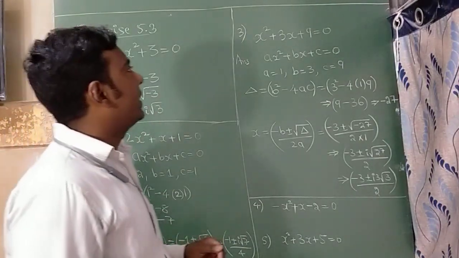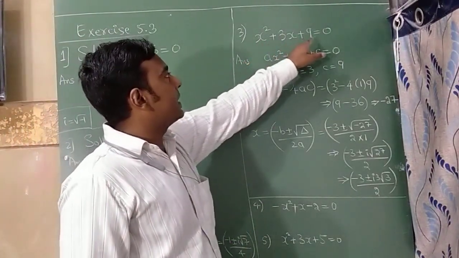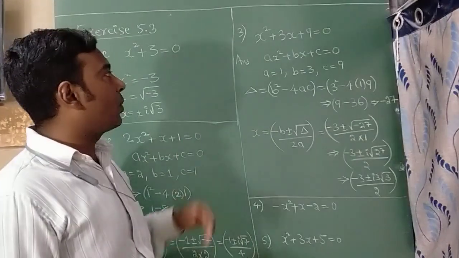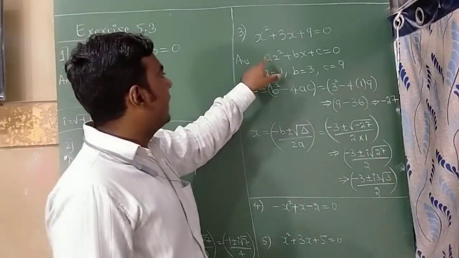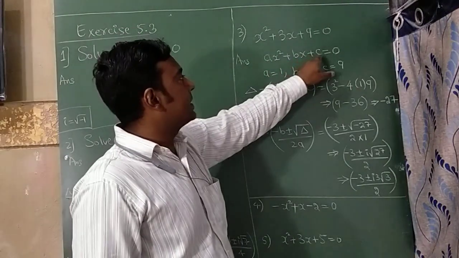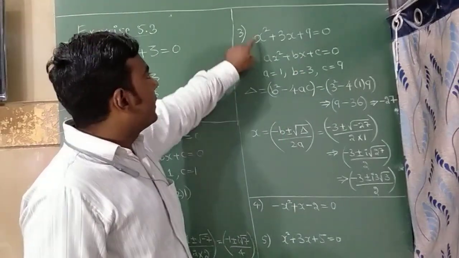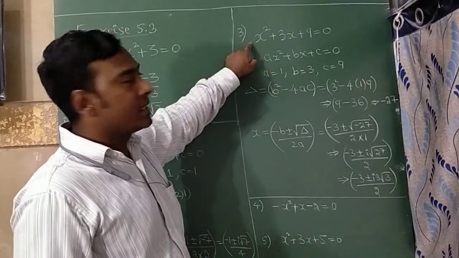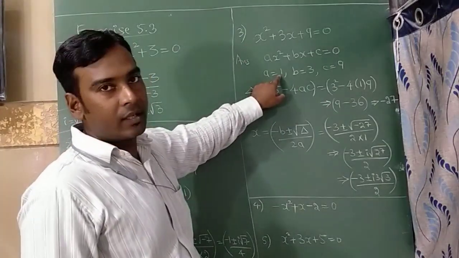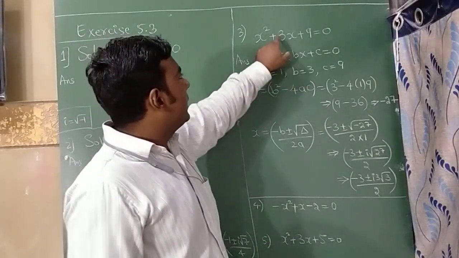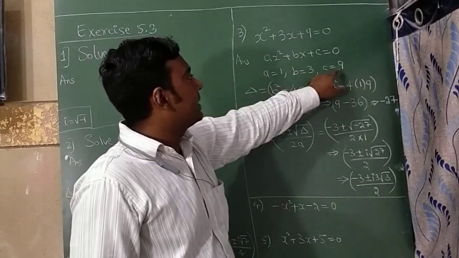So the third question is x square plus 3x plus 9 is equal to 0. Again this is the quadratic equation form. So I will take ax square plus bx plus c is equal to 0. Now a, the coefficient, is 1. Since there is nothing, we should consider it as a 1. B is 3 here and c is 9.